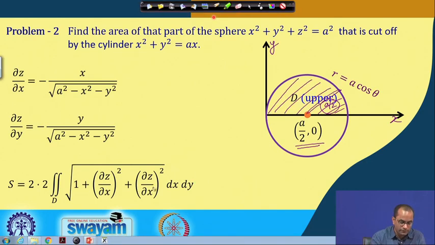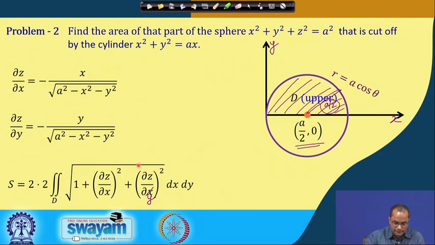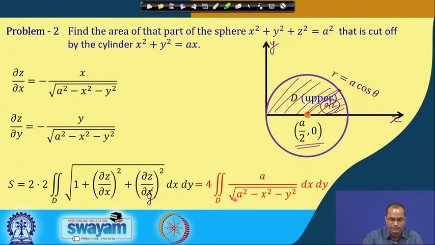And so this is again this del z over del y. So, we will put it there, and as in the previous example we will get a over square root of a square minus x square minus y square dx dy with 4 times, which we can again evaluate.